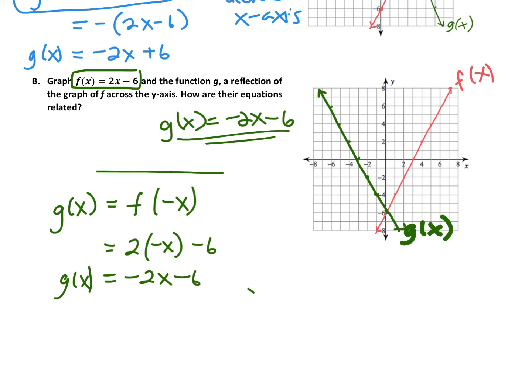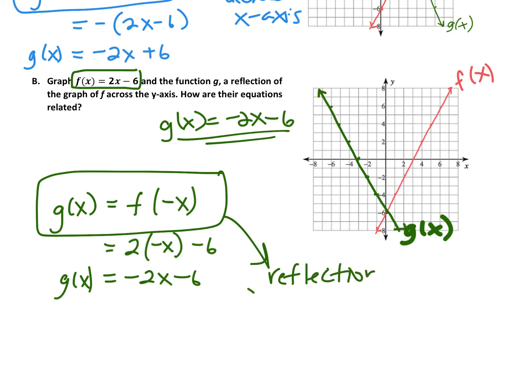So that's how you do a reflection across the y-axis. You don't put the negative out front like you did for the x reflection. You put the negative inside the parentheses with the x.